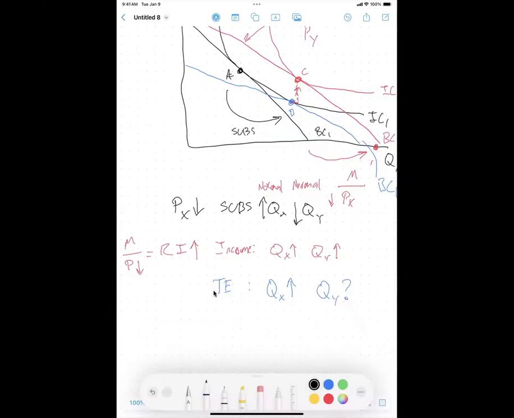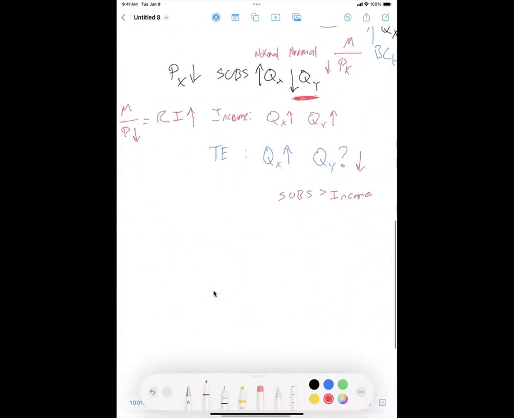In this case, the movement from the old to the new consumer optimum, it looks like I bought more of X, but a little bit less of good Y, which is telling me that the substitution effect must have been greater than the income effect, if the total effect was in fact that I bought a little bit less of good Y. That must have been the impact that was taking over, or was the largest. So it's a little bit trickier.